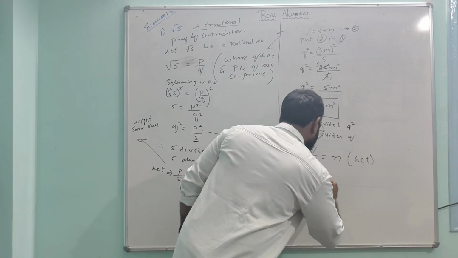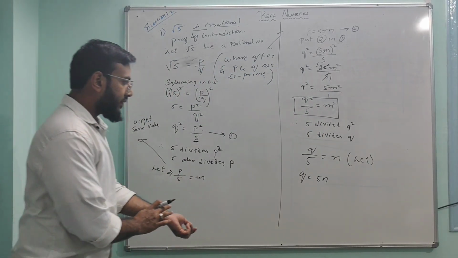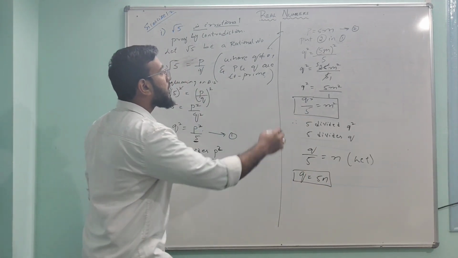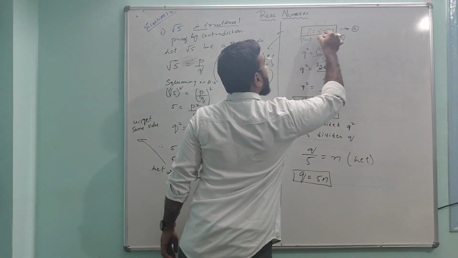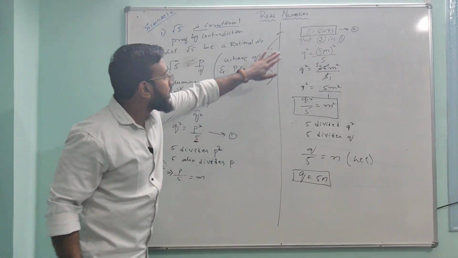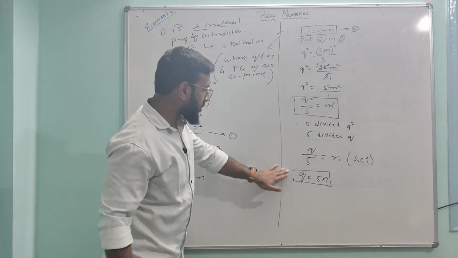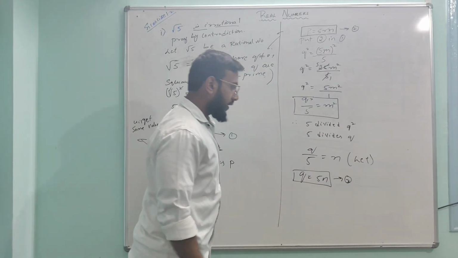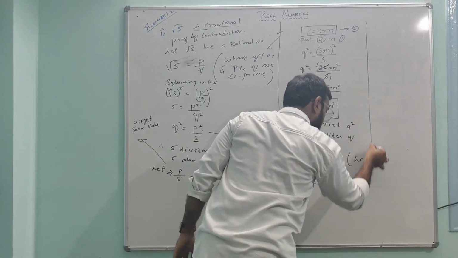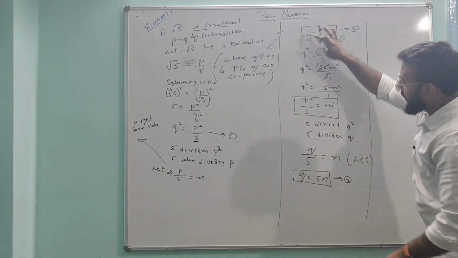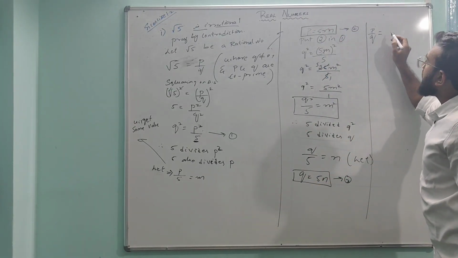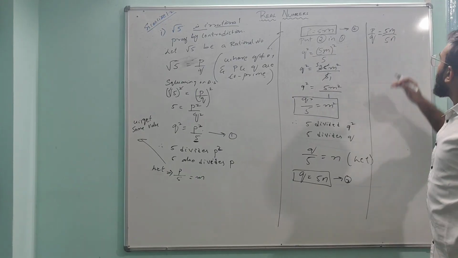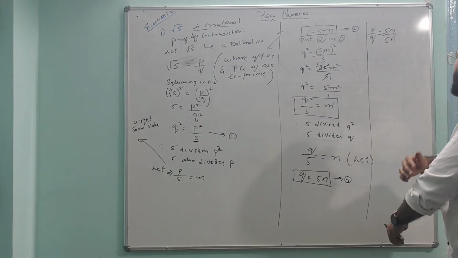Cross multiply, q is equal to 5n. Here, by comparing these two values, I assume this is equation 3. Here I'll write p by q is equal to 5m by 5n.